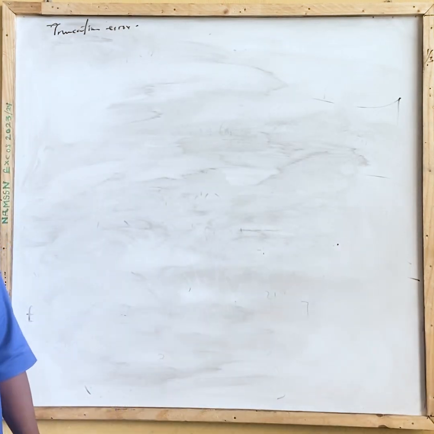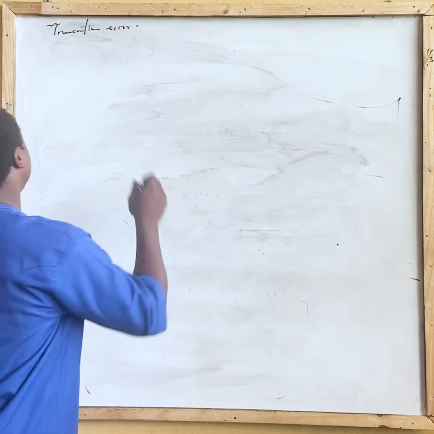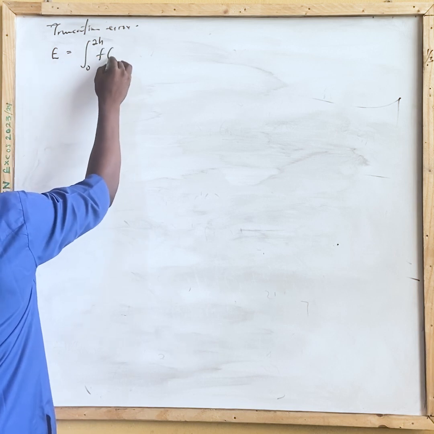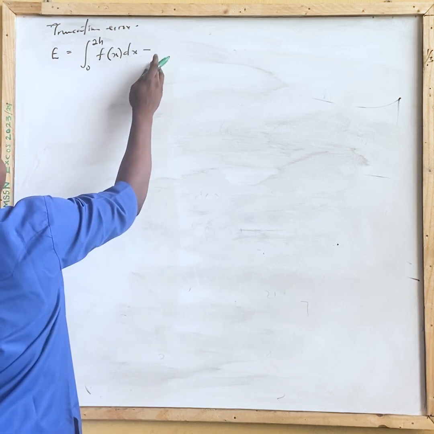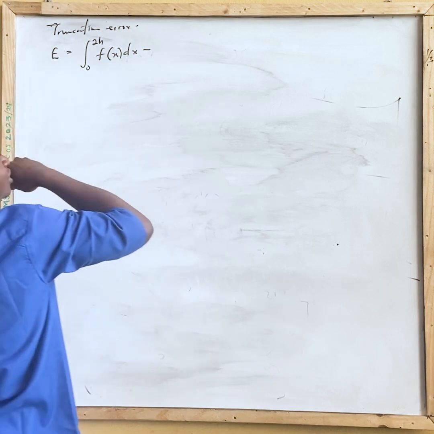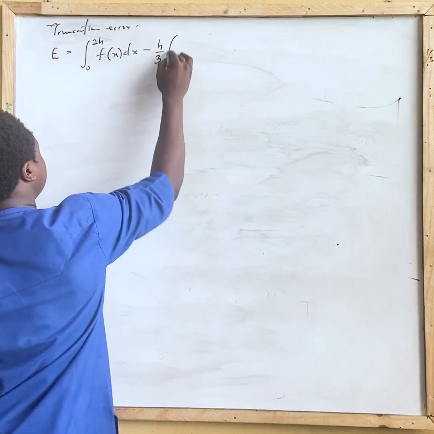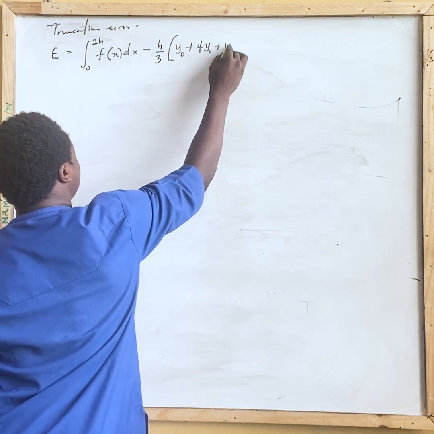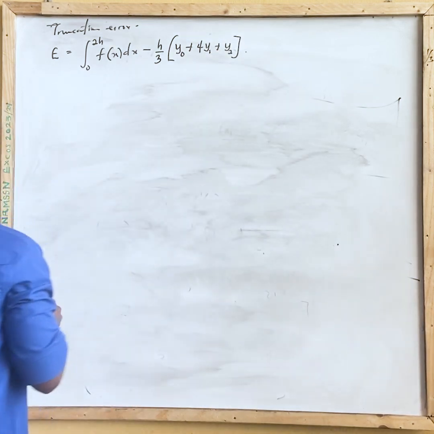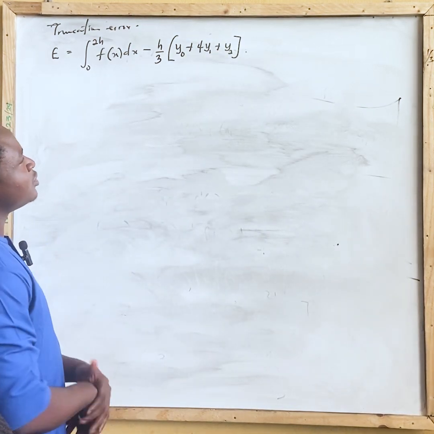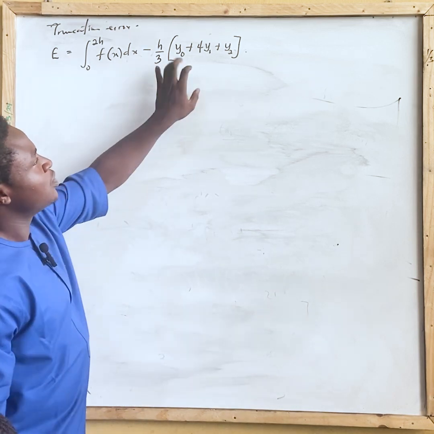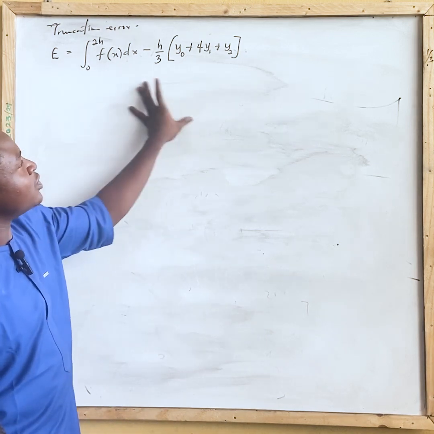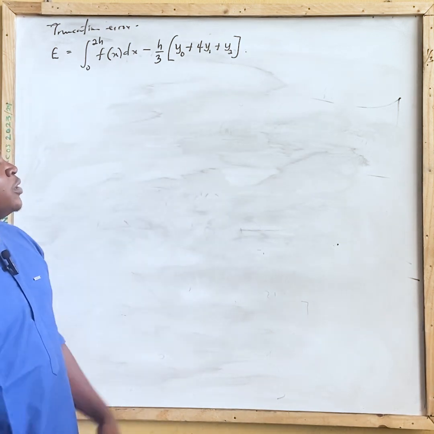Okay, we want to get the truncation error for the Simpson 1-3 rule. So our error is given as the integral from 0 to 2h of f of x dx minus the formula we got for the Simpson 1-3, which is h over 3 times y0 plus 4y1 plus y2. Now the plan is to get the Taylor series expansion of f of x, y0, y1 so that we can have our error in Taylor series. So it becomes a bit long.